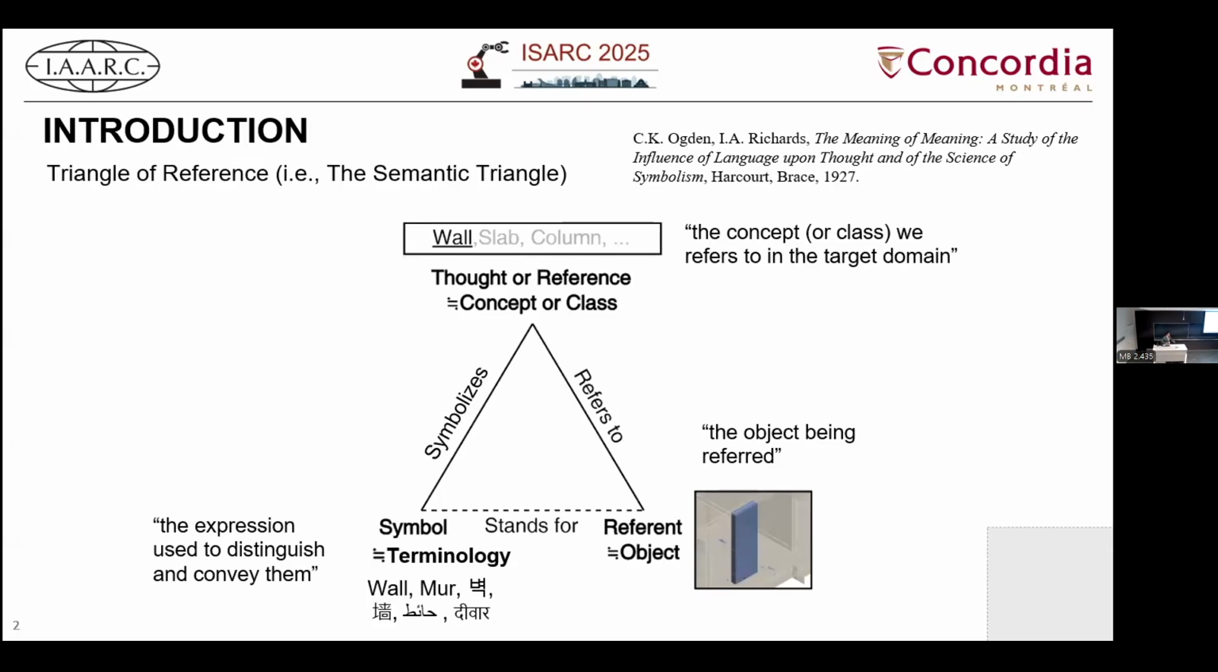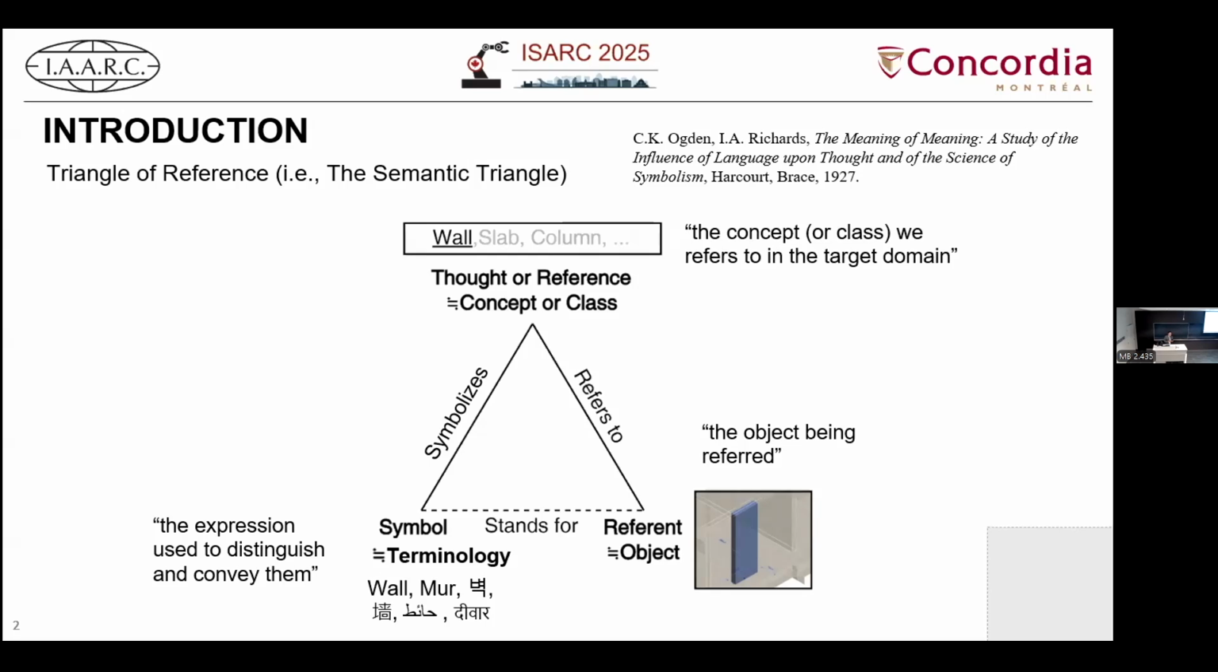The figure here is showing what's called the semantic triangle, which is used in the field of semantics that explains how people communicate. For example, when we talk about an object, that's referred to as the referent in the triangle, and the concept or the class that the object belongs to is referred to as the reference, and the symbol, which is the terminology that we use to express those, really depends on which language you're using.